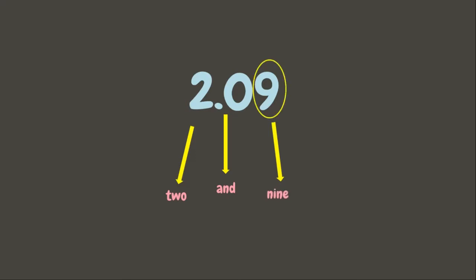2.09. First, we read the whole number, which is 2, and then the decimal point as "and", and the decimal part as 9. Let's add the place value of the last digit, which is 9. The place value of 9 is hundredths. Therefore, we read this decimal as 2 and 9 hundredths.